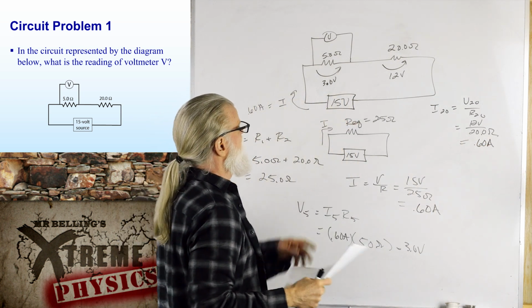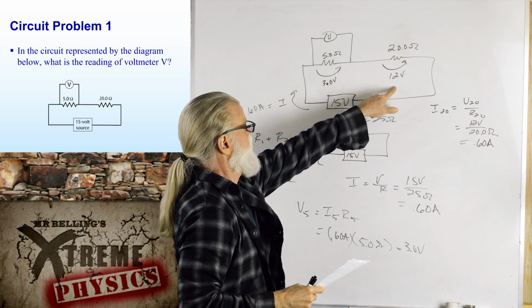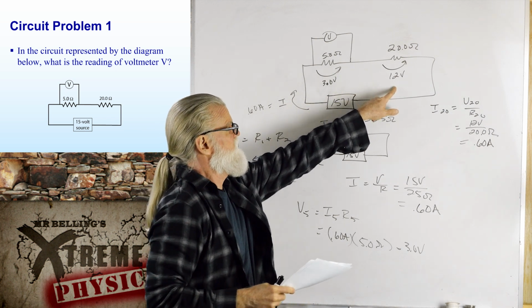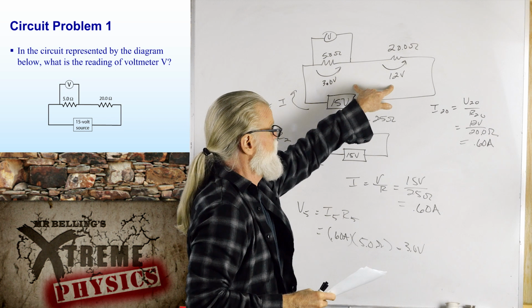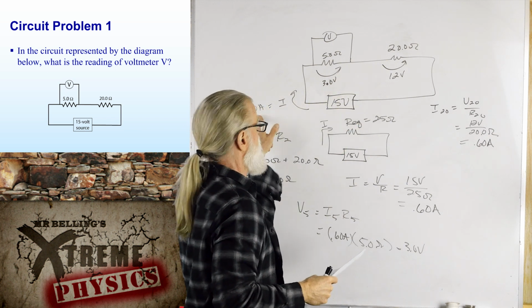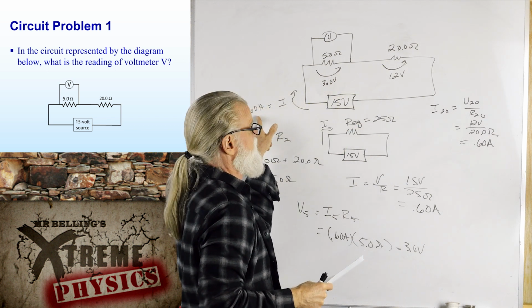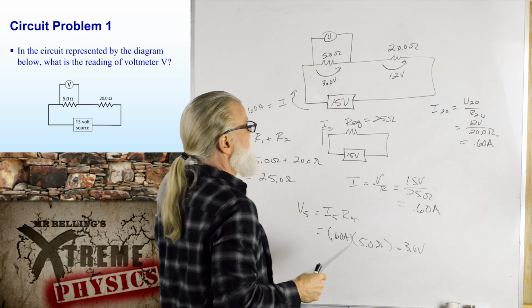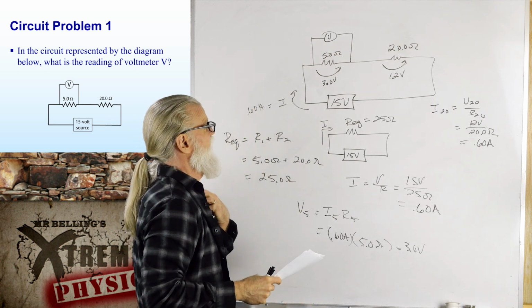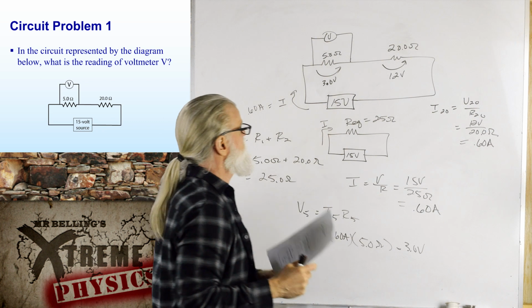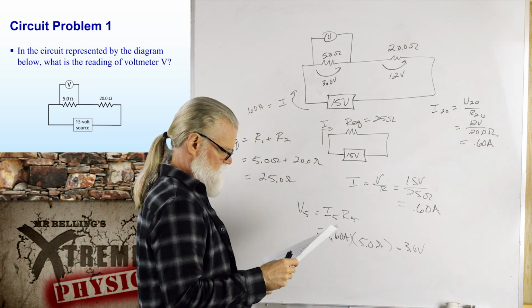Yep. All right. So I could have figured that voltage out 2 ways. I could have used Kirchhoff's voltage law, saying the sum of the voltage gains equals the sum of the voltage drops. Or, since I knew the current, I could have just taken 0.6 amps and multiplied by 20 ohms, and I would have got 12 volts. All right. That was circuit problem 1.